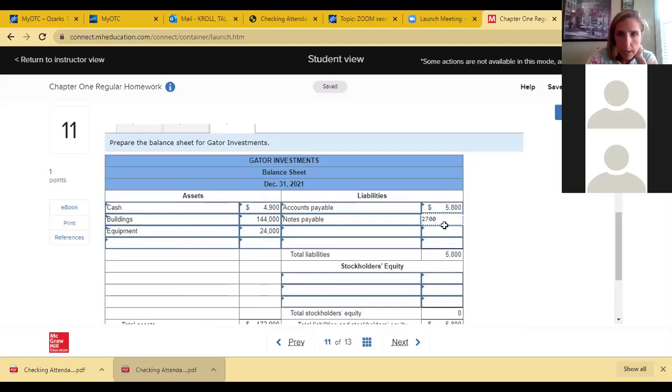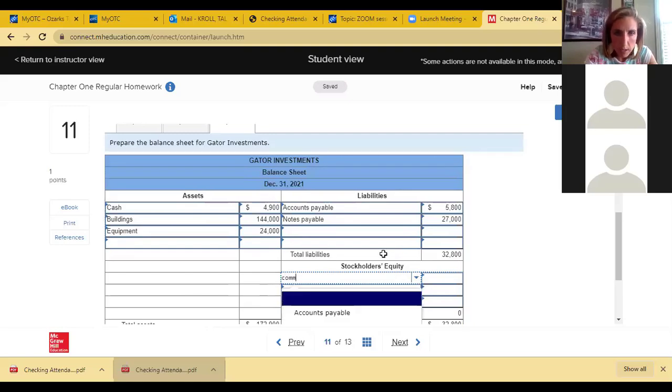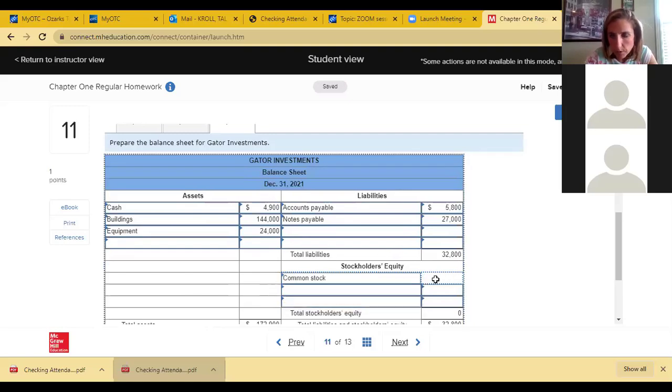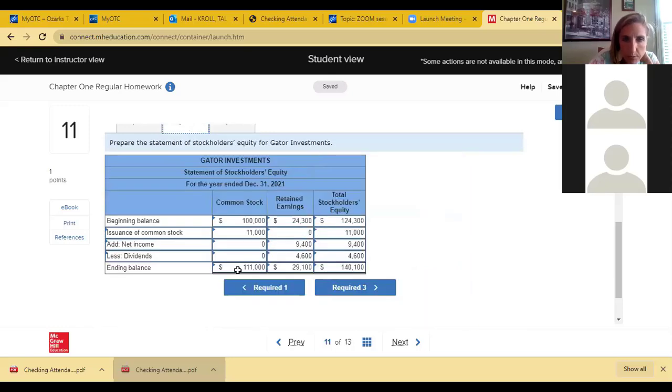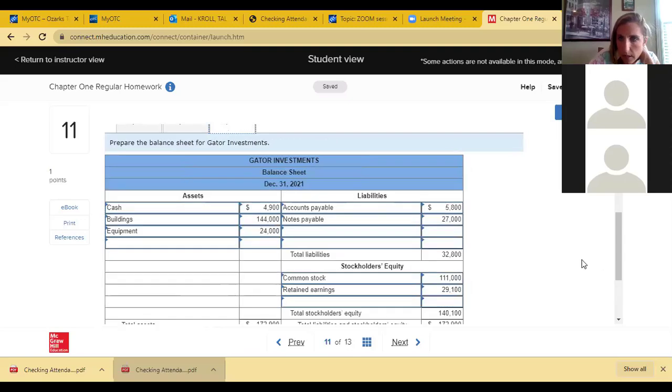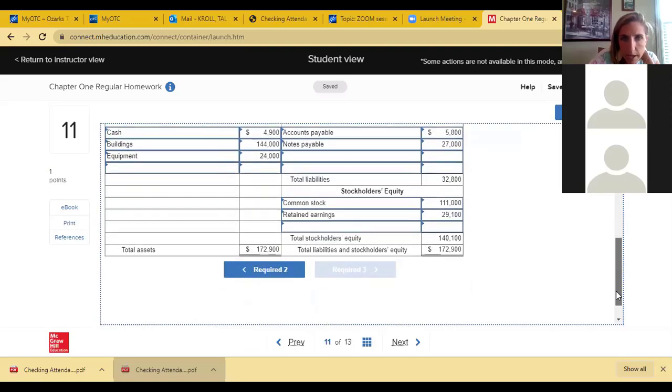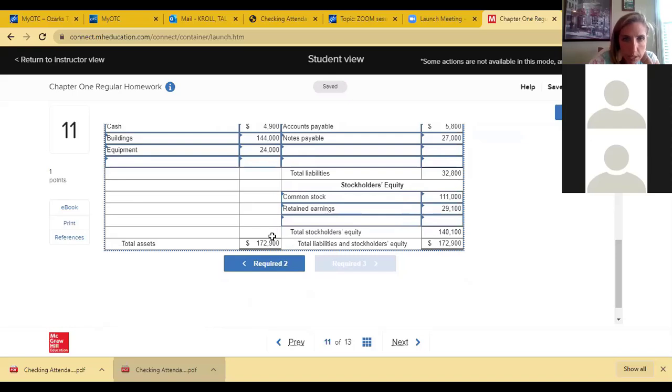And then I'm going to put my 2 equity accounts at the bottom, common stock, which I remember it was 1,1. And then retained earnings, I believe that was 29,1, but I will double check over here. So where I'm getting these numbers is from the bottom section here, right here. And then this needs to balance. So these two numbers have to match at the bottom, and they do.